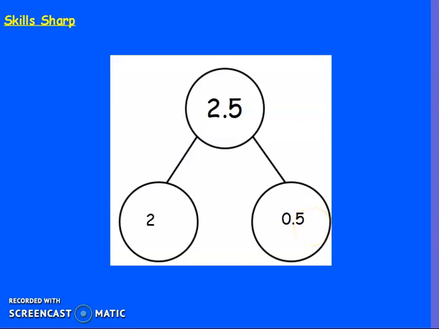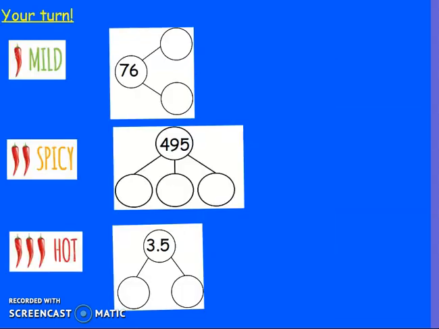Let's see if you can have a go at this independently. On the screen you'll see the 3 chilli challenges. Pause the screen and have a go yourself in your maths book. Press play when you're ready to mark. Good luck, Year 4.